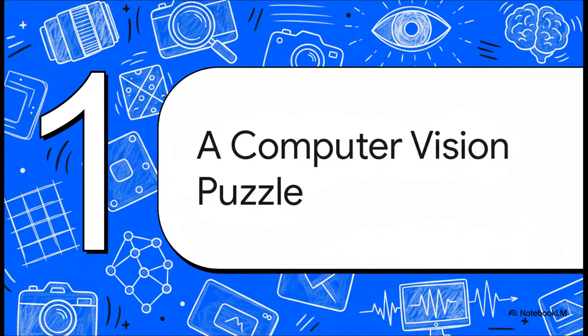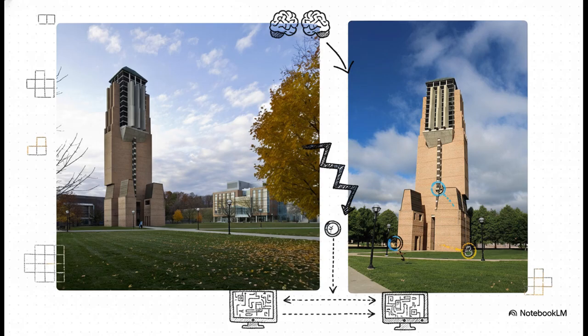So, to get our heads around this, we're going to start with a classic computer vision puzzle. It's one of those things that seems super simple for us humans, but it's actually incredibly tricky for a machine to solve. All right, so take a look at these two photos. I mean, you and I, we know instantly, right? It's the same bell tower, just taken from a slightly different spot. Maybe the lighting's a little different. Our brains just get it.